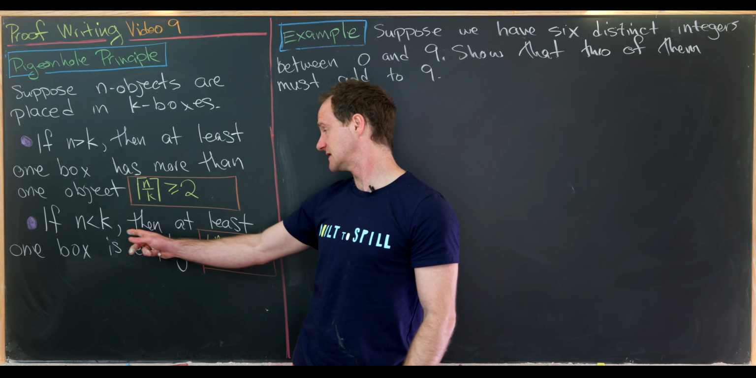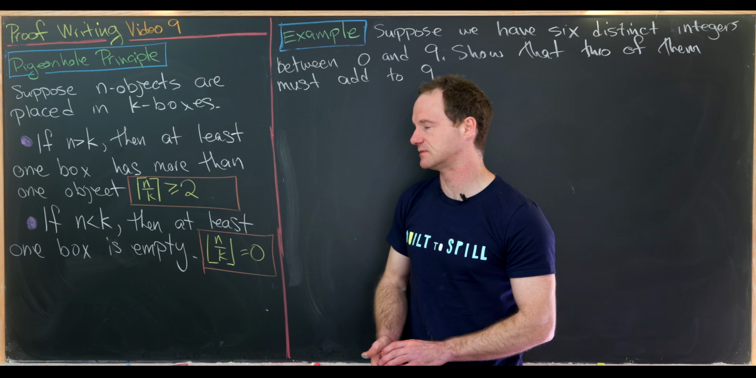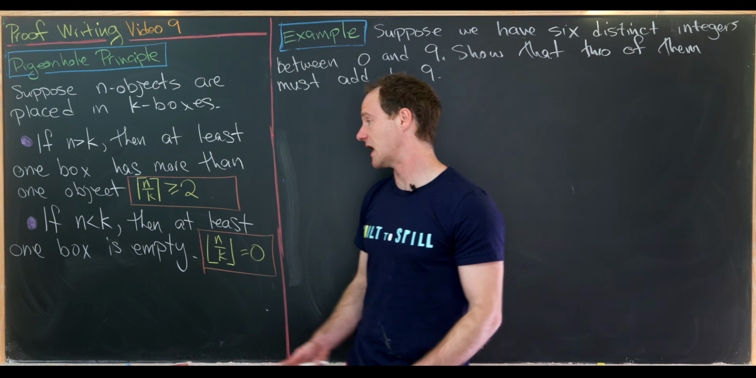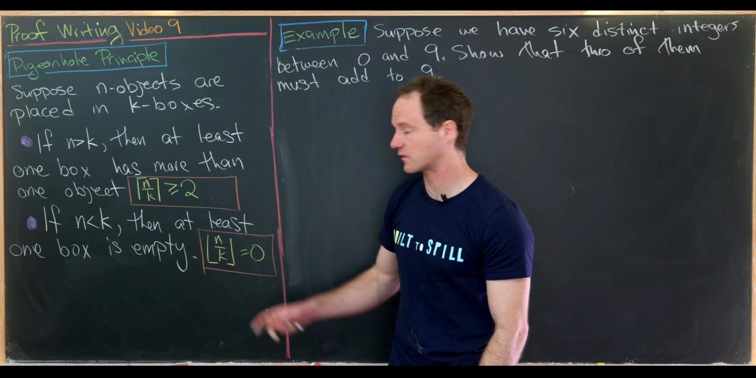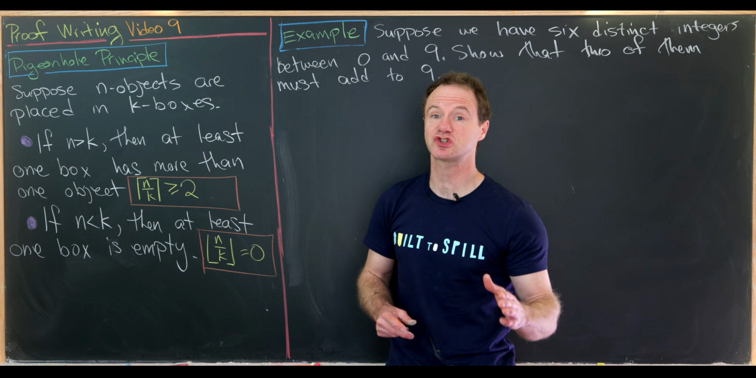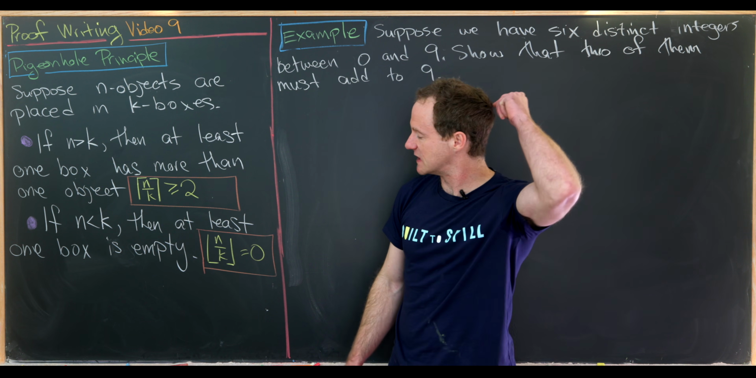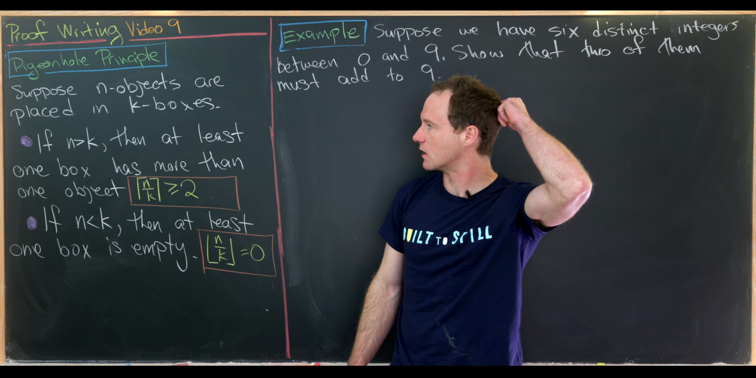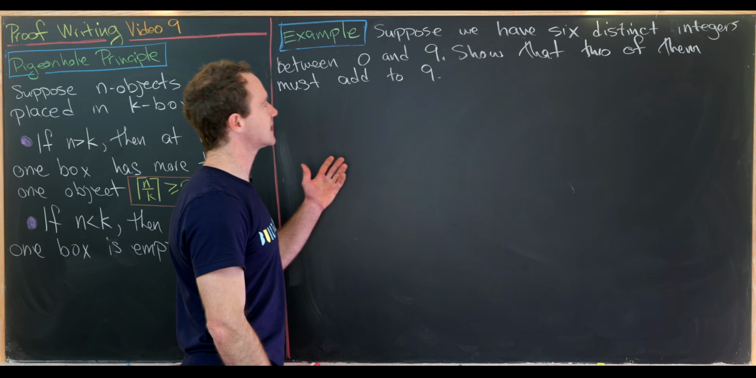And then if n is less than k, then at least one box is empty. And that's because, again, if n is less than k, then n over k is less than 1 strictly, which means when you take the floor, you get 0. Okay, so now let's look at an example.